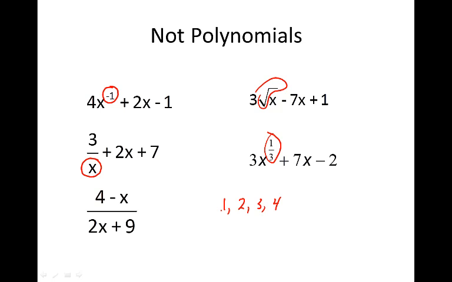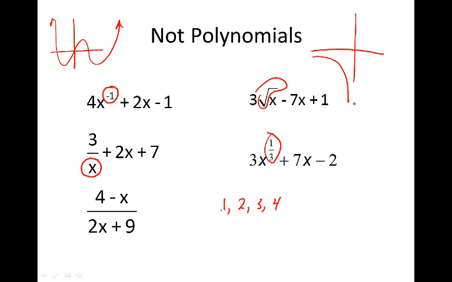And if I were to graph a polynomial, it would be a nice smooth curve. So polynomials have curves that look like this. And they just keep going on. Non-polynomials have curves that look like this. They have breaks in the graph. They have these things called asymptotes that go all over the place. So we have to be careful with that.